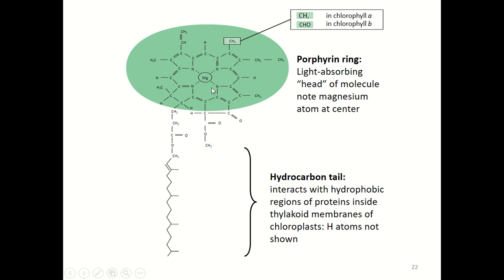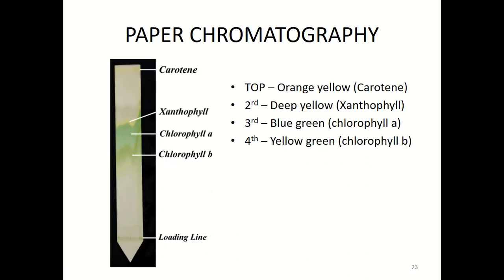has a magnesium atom, Mg, at the center, and it will form a porphyrin ring. For chlorophyll A, we have CH3. However, in chlorophyll B, we have CHO. Usually in experiments, we use paper chromatography to separate each pigment in the plants or in the leaf. As you can see, each of the pigments will migrate differently, and it will show a different color that appears on your paper chromatography.